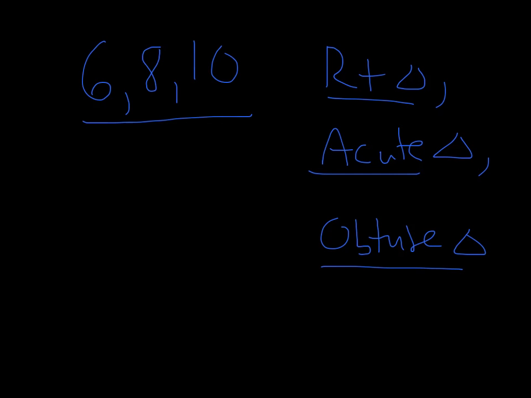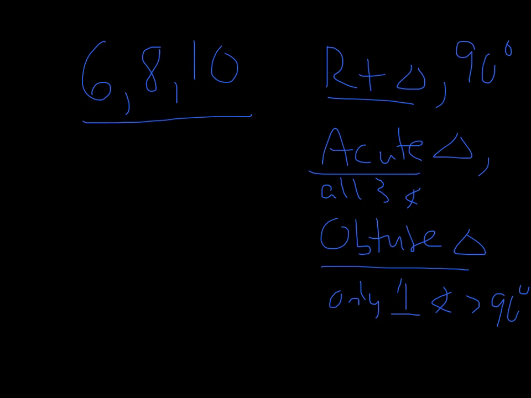Just to review the definitions, a right triangle is when there's only one angle that's equal to 90. An obtuse triangle is when exactly one angle is greater than 90. And an acute triangle, all three angles are less than 90 degrees.